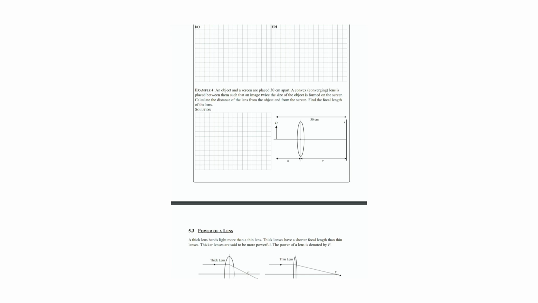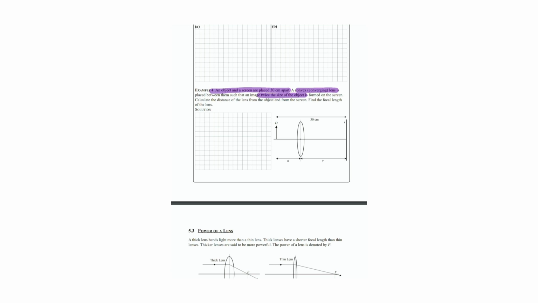Well, let's have a look at one final example. It's a slightly unusual example. It's actually very simple. You've got an object and a screen placed 30 centimeters apart, as shown in the diagram. You've got a convex or converging lens between them. They're telling me that the image is twice the size of the object, that's formed on the screen.